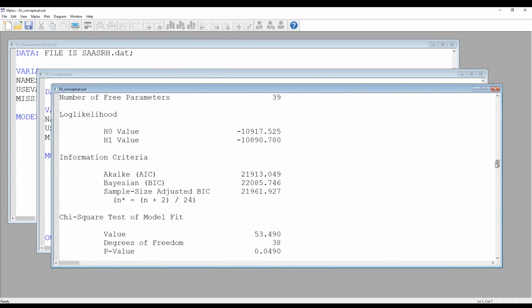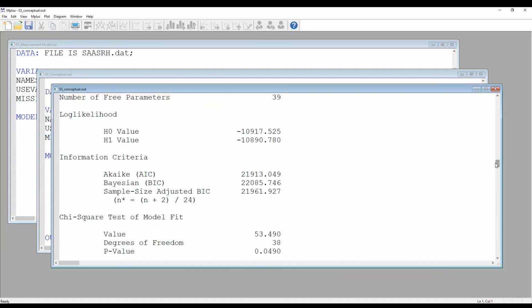It's 53.49 with 38 degrees of freedom. Write that down. Okay, so this is the chi-square for the just identified model, and this is the chi-square for the conceptual model with 38 degrees of freedom. What did I just say? 53.49. Yeah, let's make this easier on ourselves and just go to hundreds, right? So now I've got the chi-square for this model is 53.49 with 38 degrees of freedom.